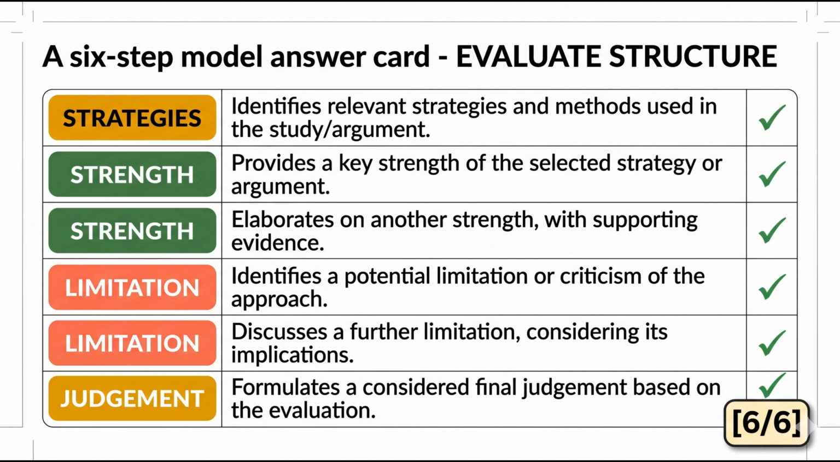Step 6. Final judgment. Overall, the strategy is moderately effective. It addresses the root cause and sets a credible long-term direction. However, its success depends on adequate funding, sustained political will, and support for affected communities. Without these, the strategy risks stalling.